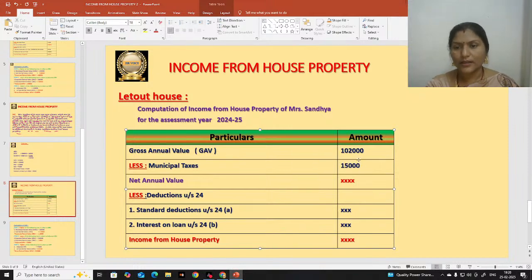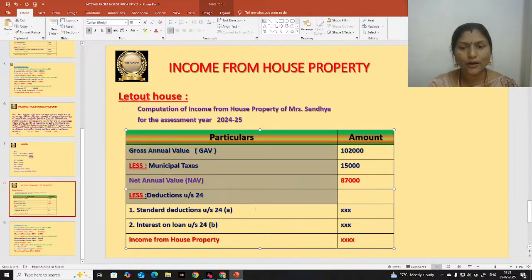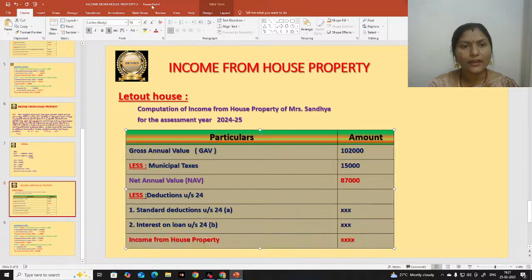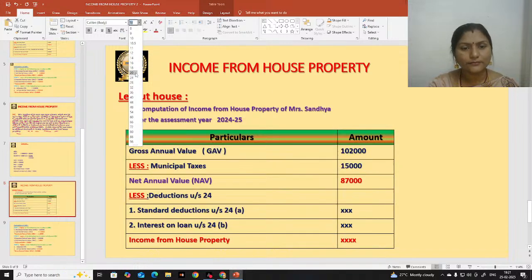15,000. So here we should deduct 15,000 from 1,02,000, students. If we deduct, we get one value. What is that value here? We get 87,000. We should record 87,000 here, and we should give it a name. That is known as net annual value, and the short form is NAV. What is the short form of net annual value? NAV. So we should name it like that.